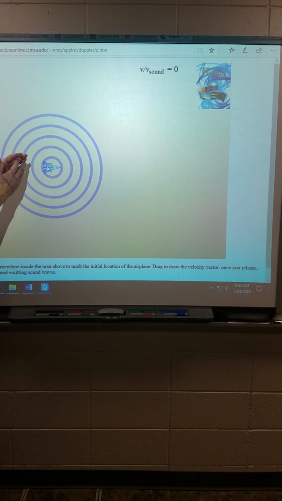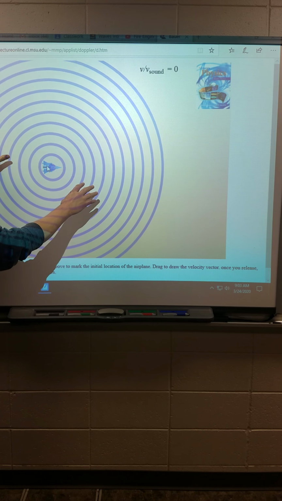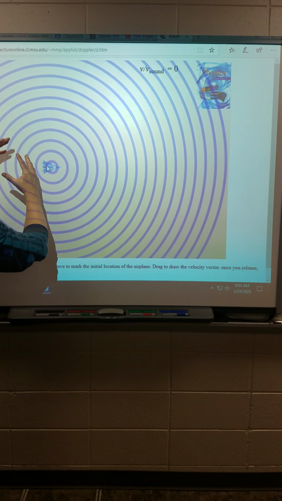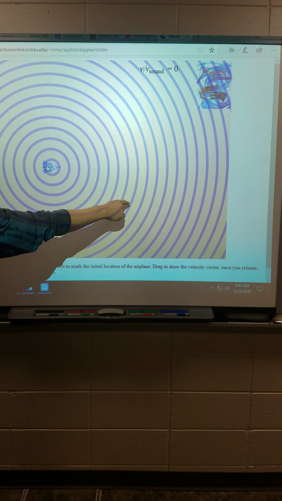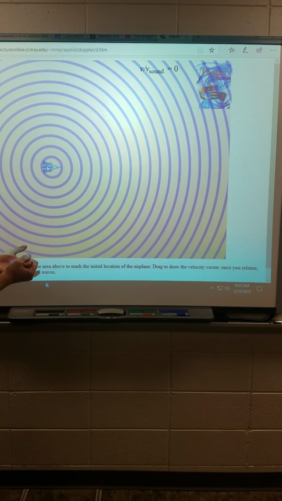Let's imagine that this is a jet aircraft that's creating a sound. And let's imagine that this jet aircraft is stationary. If that's the case, the sound propagates out in all directions equally. It makes no difference if I'm here, here, here, here. I'm going to hear that same frequency.